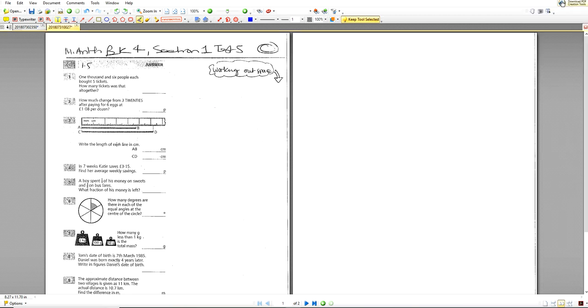1006 people each bought 5 tickets. How many tickets was that altogether? So for question number 1, it says 1006 each bought 5 tickets. So you have to times that by 5. You can set it up as a normal small multiplication question. 6 times 5 will give you 30. 0 times 5 is 0, add the 3. 0 times 5 is 0, and 1 times 5 is 5. So that will give us an answer of 5030.